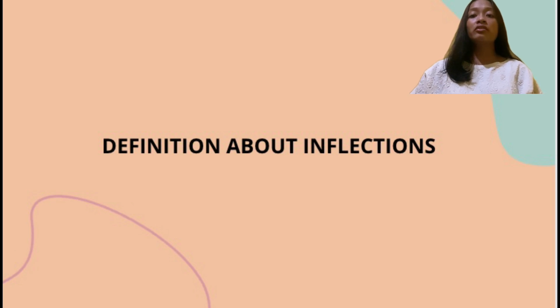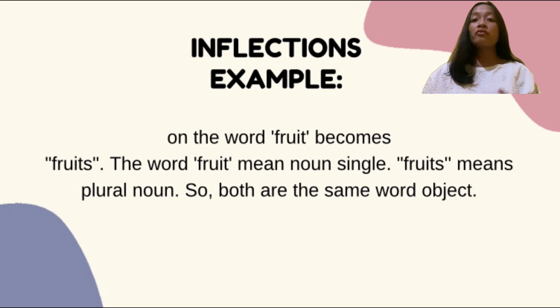Next, the definition of inflection. Inflection is the formation of a word form without changing the category or class of the word. Inflection example: the word fruit becomes fruits. The word fruit means a singular noun. Fruits means a plural noun, so both are the same word object.